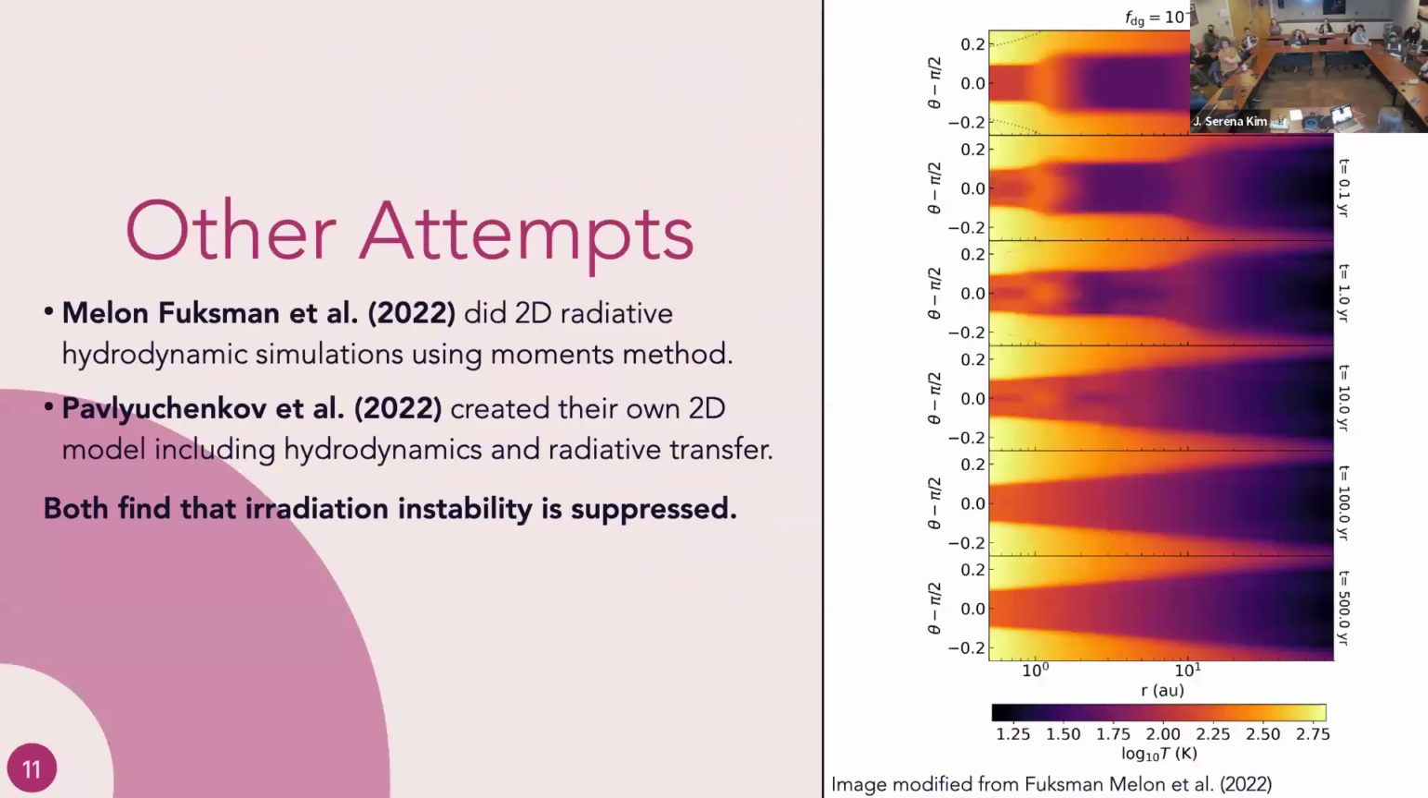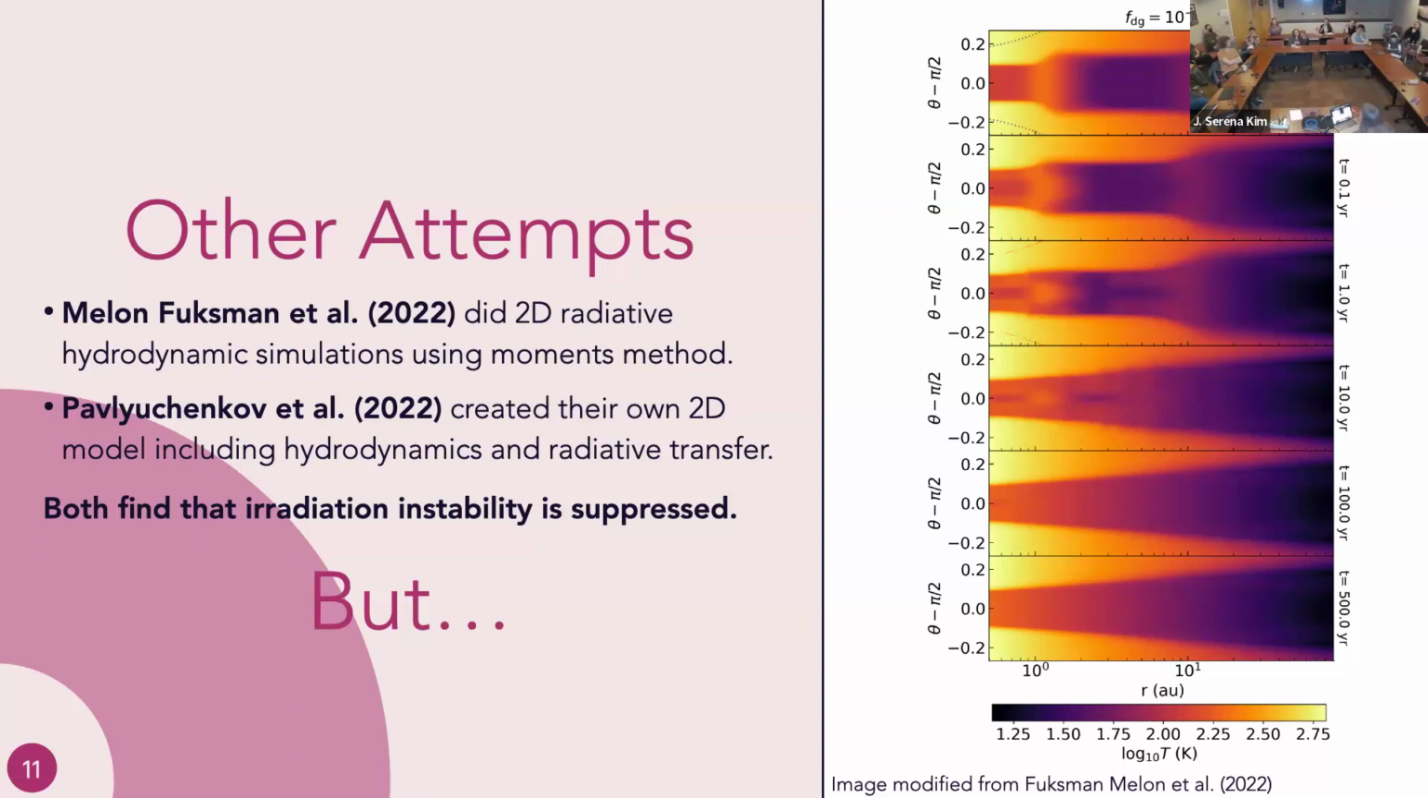Two other folks more recently tried to relax both of these assumptions. Mellon-Fuchsman et al. and Pavlyuchenkov both used two different versions of radiative hydro and tried to excite these thermal waves. Both of them weren't able to do it, for different reasons. But as you'll see, we do something very slightly different from what they do, and we get dramatically different results.